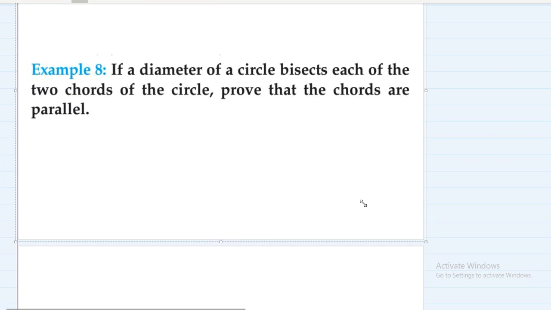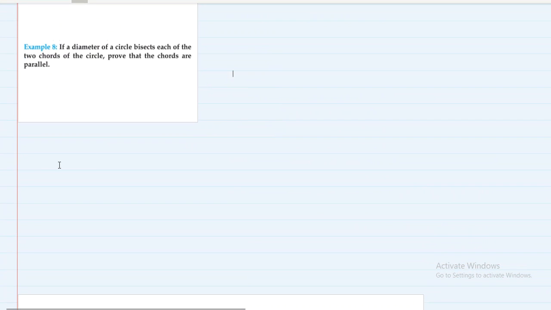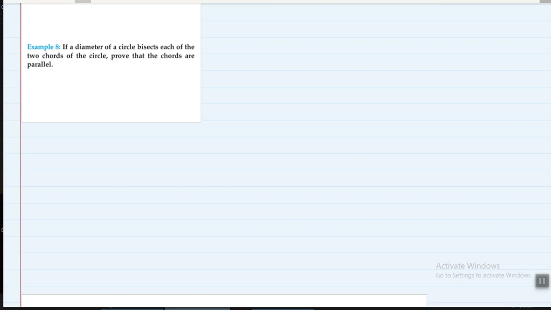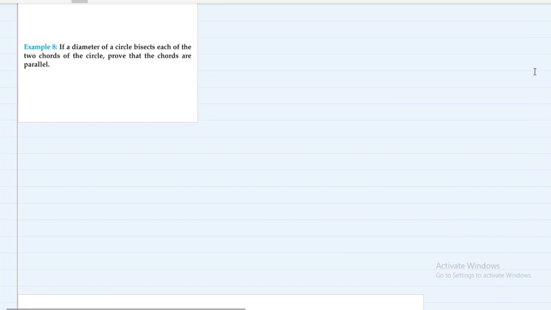Question number 8. If a diameter of a circle bisects each of the two chords of a circle, prove that the chords are parallel. So this question is exactly opposite, or you can say converse of the question which we just did.